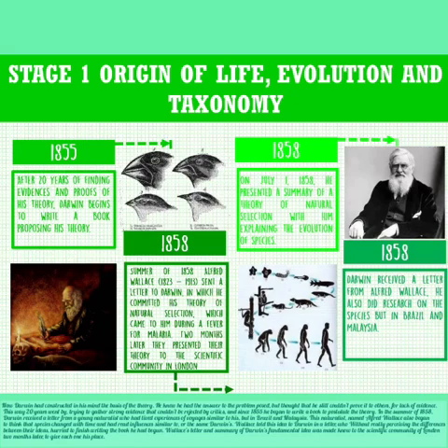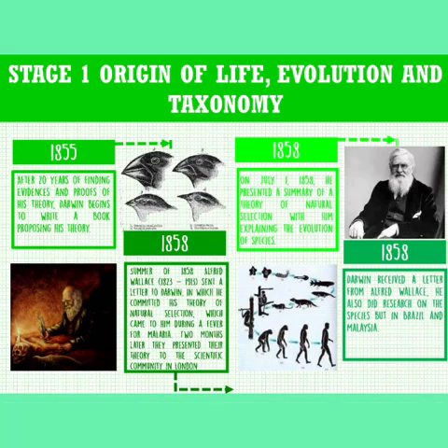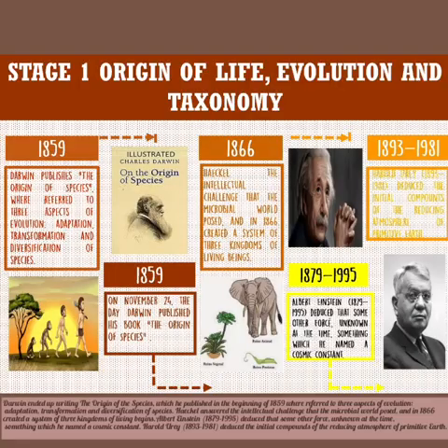Wallace's letter and a summary of Darwin's fundamental ideas were made known to the scientific community of London 2 months later, to give each of them their place. Darwin ended up writing The Origin of Species, which he published in the beginning of 1859, where he referred to 3 aspects of evolution, that is, adaptation, transformation, and diversification of species.